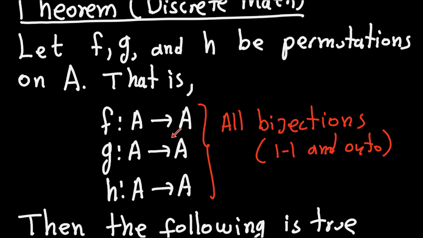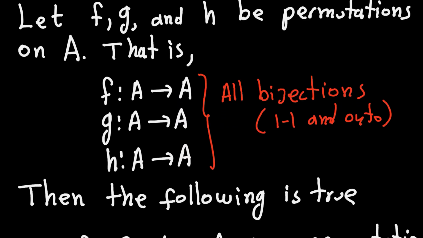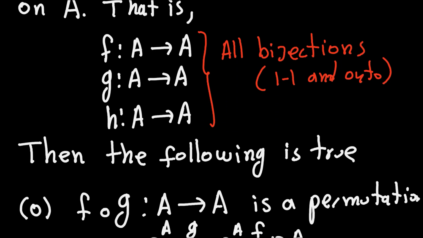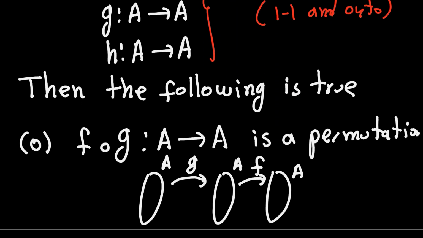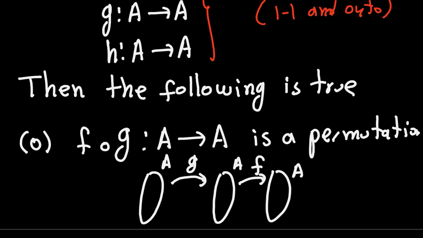So we have three bijections from the set A to the set A. Then the following things are true. If you take the composition, this notation here is composition. If you don't remember what composition is, this will be a good point for you to review that concept of composition of functions.